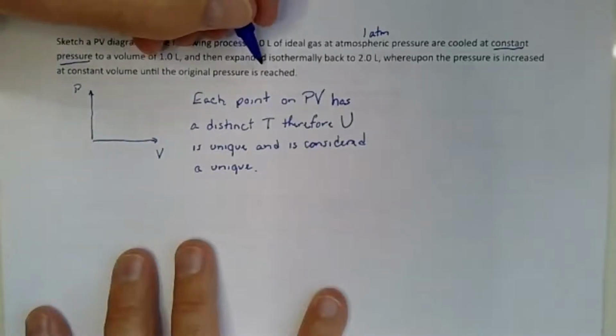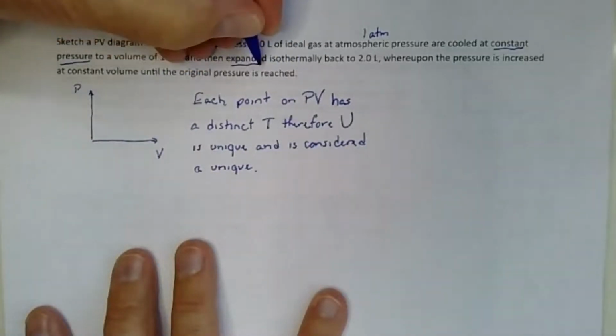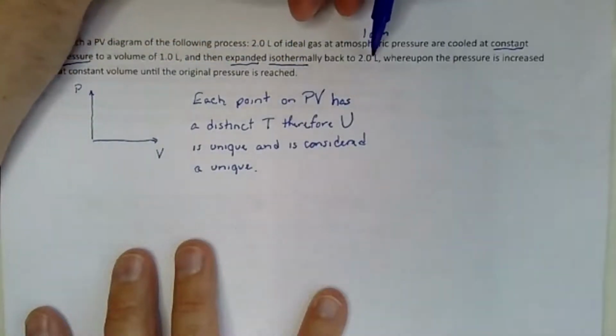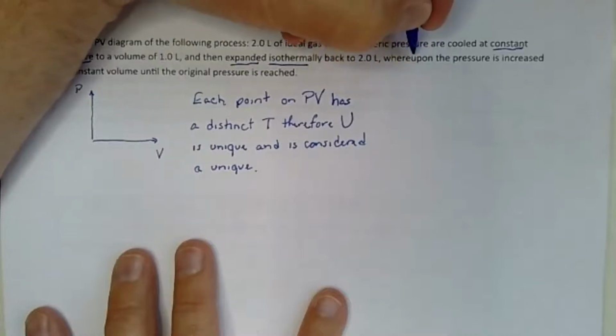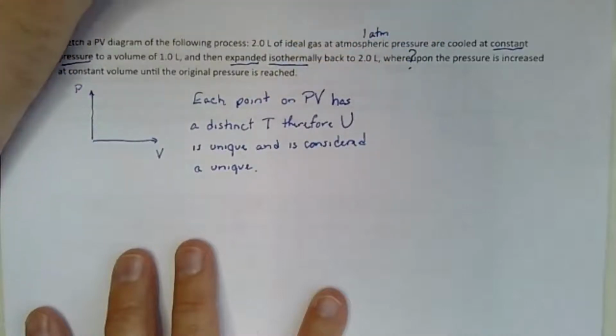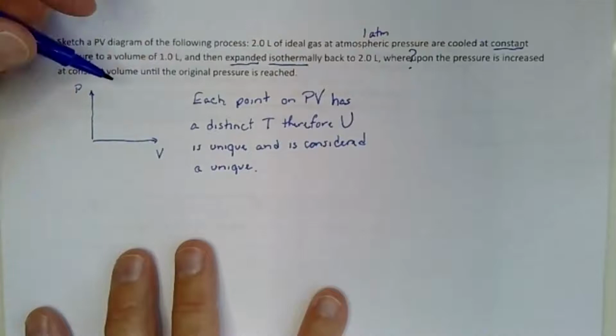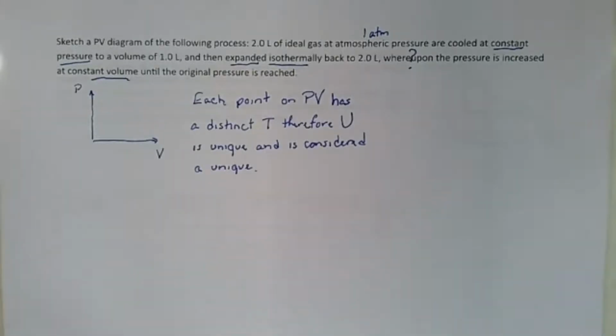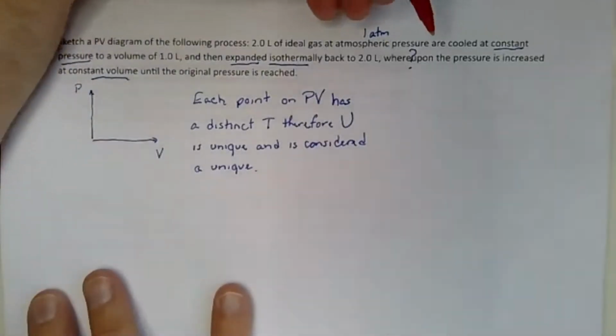And then expanded isothermally back to 2 liters, whereupon, that just means another step in our process. The pressure is increased at constant volume until the original pressure is reduced. So I'm just counting that, and I see 3 separate movements on our PV diagram.